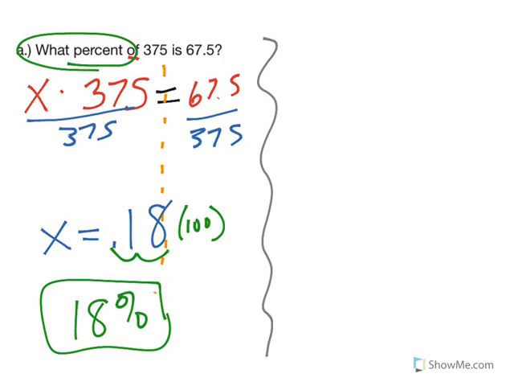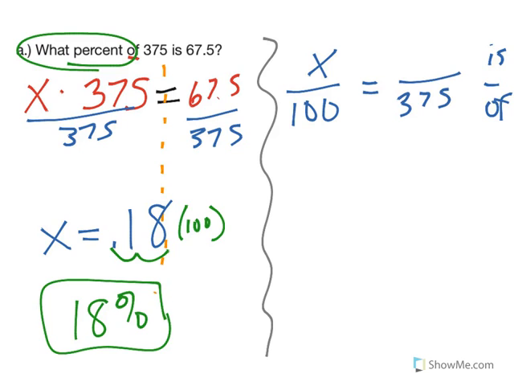Proportion way: I see this problem and I see "what percent." Percent is always out of 100, so I have x over 100. On the other side, I always have is over of. "Of" implies the total, so the total always goes on the bottom. So of 375, and "is" goes on top, 67.5. You can also think of this as is over of, or part to whole, because you always want the total on the bottom.